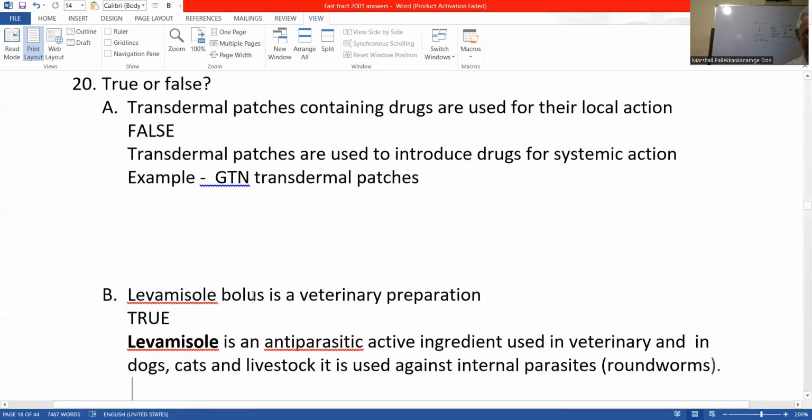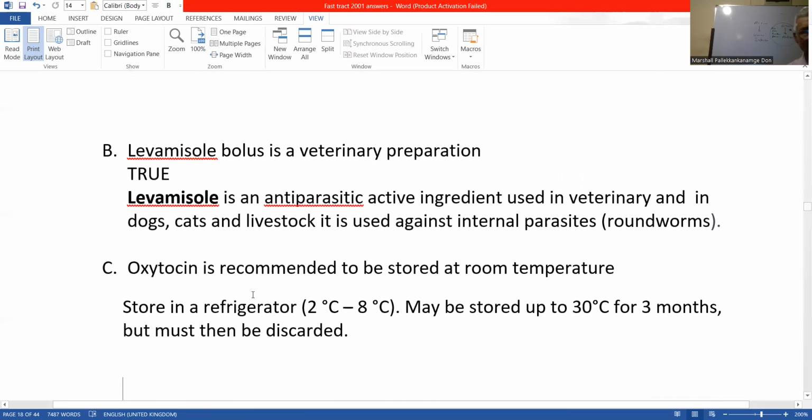20 is false. Levamisole bolus is a veterinary preparation, that is true. It is given for worms in animals, especially roundworms.